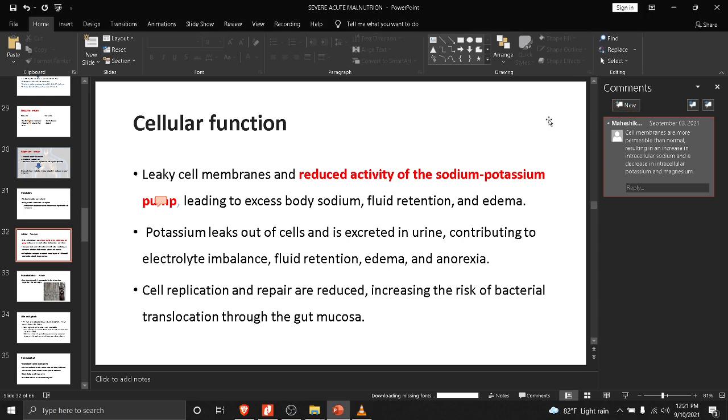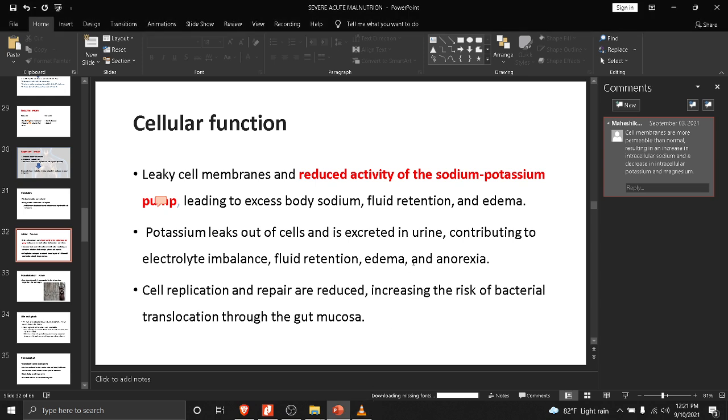Therefore, this extracellular potassium tends to leak out through the kidneys. Therefore, hypokalemia also, in hypokalemia, they cannot compensate for the water retention. They are more prone to get water retention because of the hypokalemia. Also, cell replication and repair are reduced, and this increases the risk of bacterial translocation across the gut mucosa.